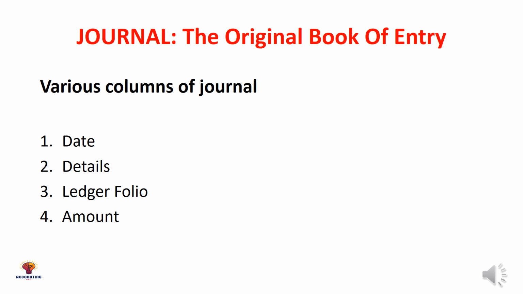Number 1, date. The date of transaction is written in the column in 2 lines. In the first line, the year, and in the second line, month. First the name of month and thereafter the actual date.